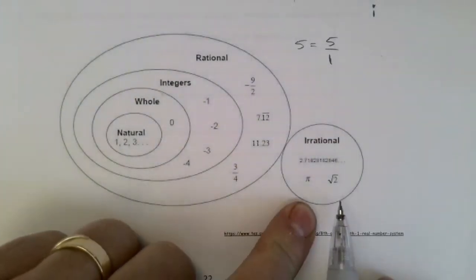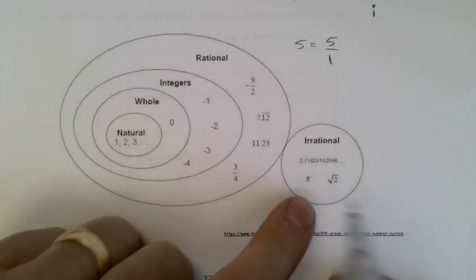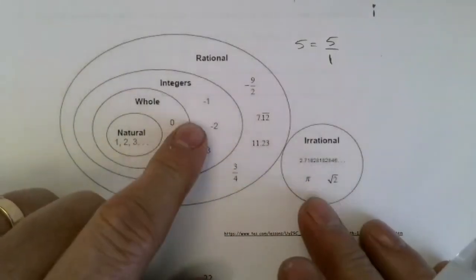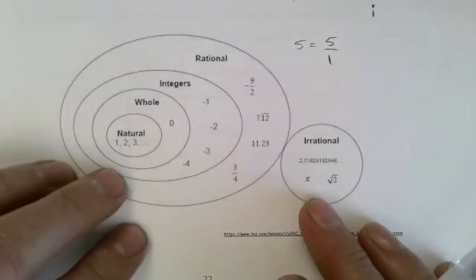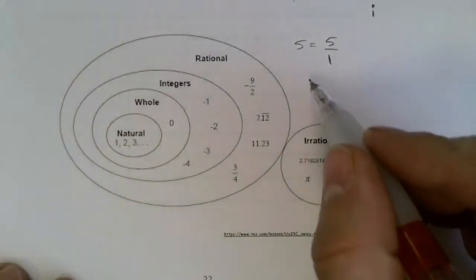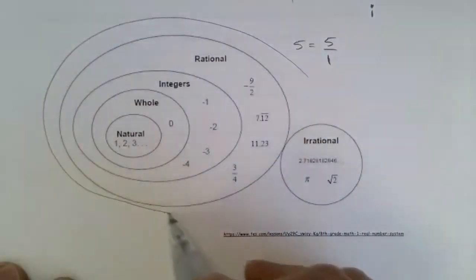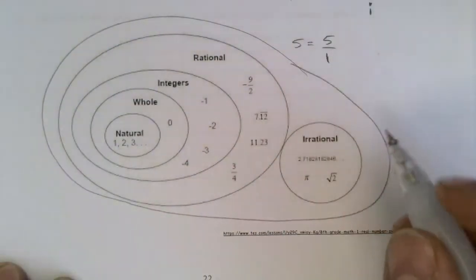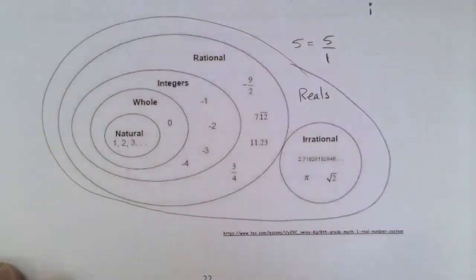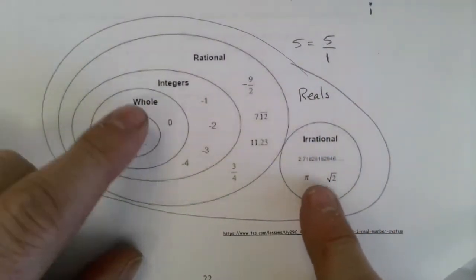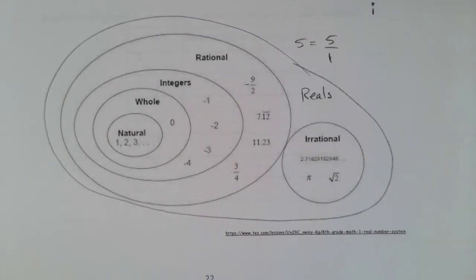But the irrationals are different. Then there is no overlap here. So a number is either going to be rational, fall into these categories here, or it's going to be irrational. And then we put this big circle around the whole thing, and then these are our reals. So the real numbers include both the rationals and the irrationals. Now we're going to take a few moments here and classify some numbers.